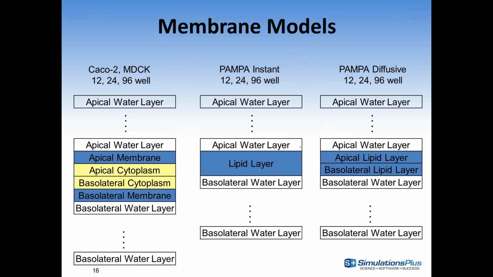The membrane models that we've developed here are for Caco-2 and MDCK in 12, 24, and 96 well. The model contains a bulk aqueous layer, and a diffusion layer, the apical membrane concentration, the apical cytoplasm, basolateral cytoplasm, basolateral membrane concentration, and basolateral aqueous concentrations. In the PAMPA experiment, obviously we're not going to have a cell, so cytoplasm doesn't play a role. And we have both PAMPA, which is considered instantaneous partitioning, and PAMPA, which is diffusive. So we have the apical and basolateral lipid layer.